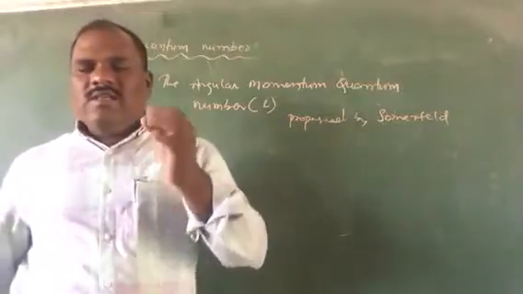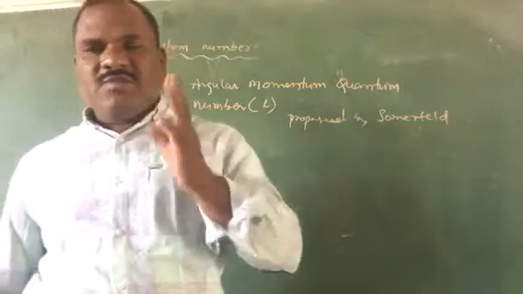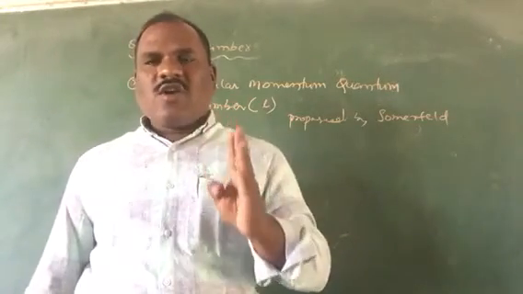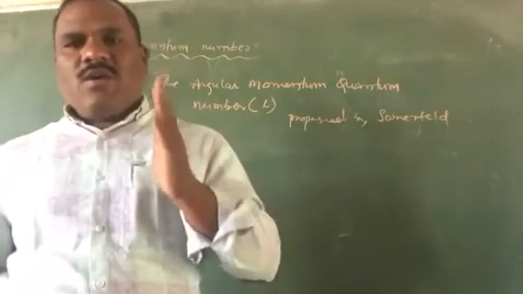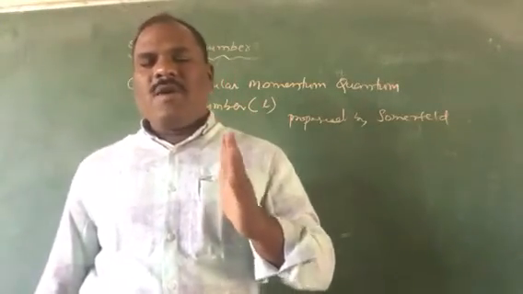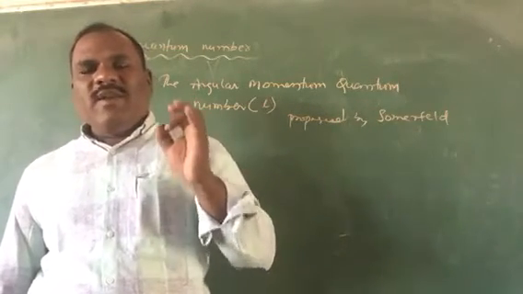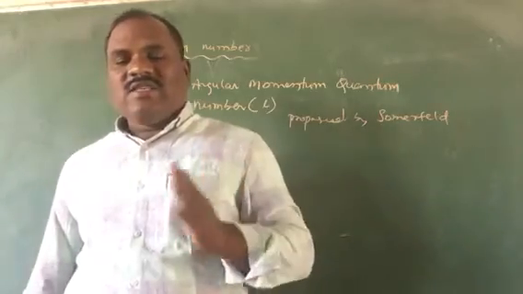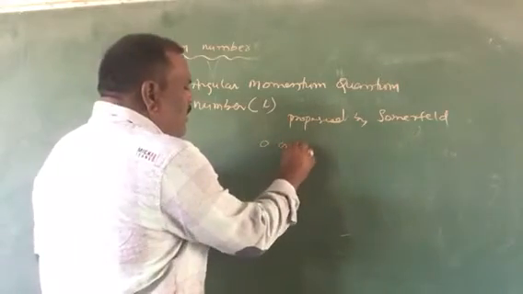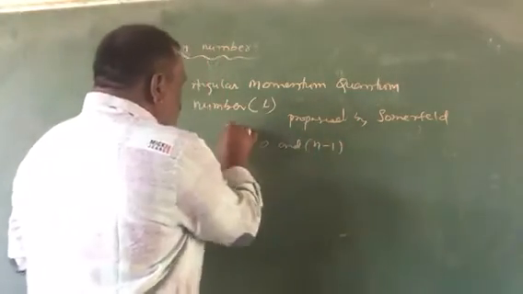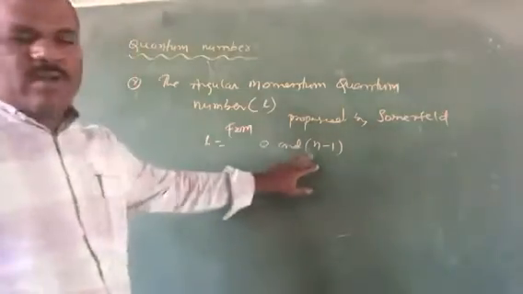These quantum numbers, the azimuthal or angular momentum quantum numbers, give the information about the shape of a particular subshell, and they are designated by the symbol L. L has integer values from 0 to n minus 1. L can take the values from 0 to n minus 1.